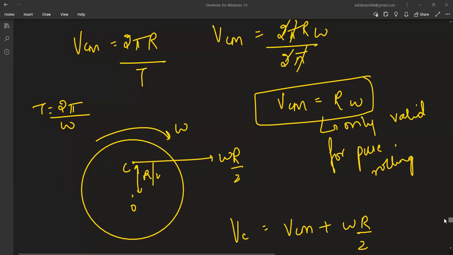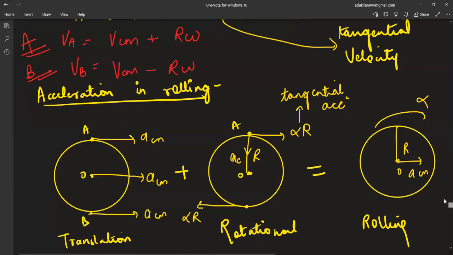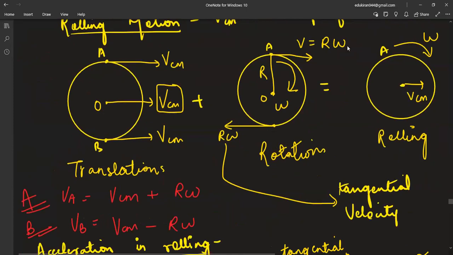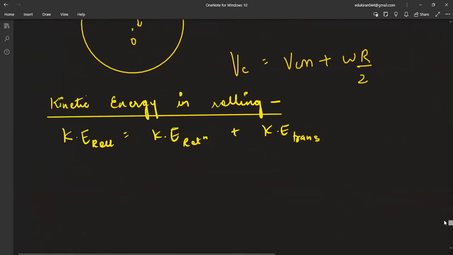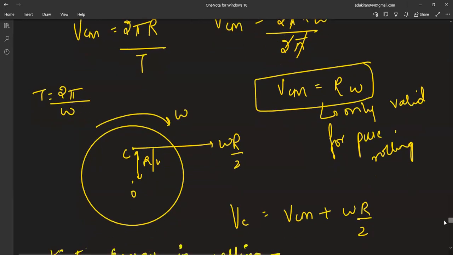See, when we were discussing this part, that time also V is equal to R omega came and VCM came. But these two were never equal. V equal to R omega was the tangential velocity. This time the center of mass velocity is equal to R omega. So this is not valid for any other case. This is valid only for pure rolling. Otherwise, these two are different velocities. Right now, the tangential velocity is equal to the center of mass's velocity. This is what is meant.